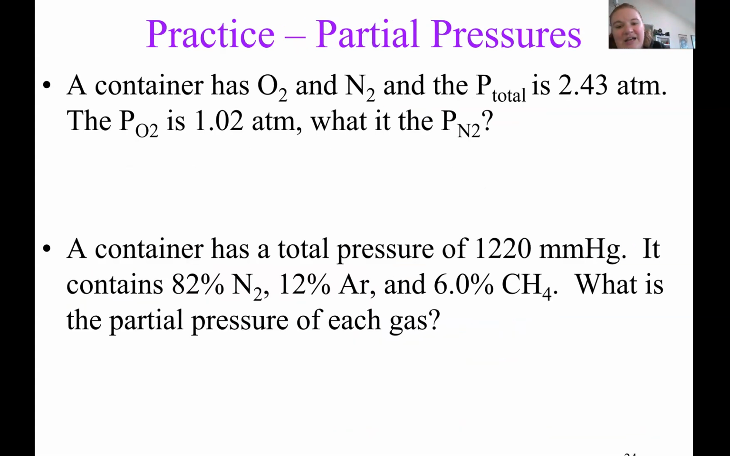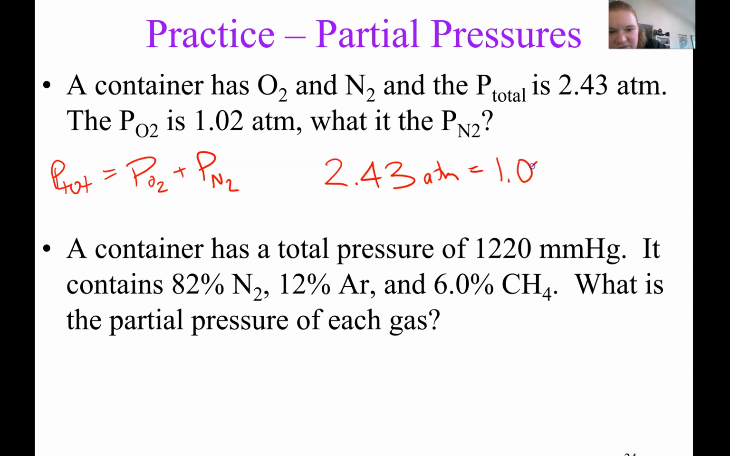So a container has oxygen and nitrogen, and the total pressure is 2.43 atmospheres. The pressure of oxygen is 1.02 atmospheres. What is the pressure of nitrogen? So you might see this in your head already. It is a fairly easy equation. The total pressure is equal to the pressure of oxygen plus the pressure of nitrogen. So we know the total pressure. We know the pressure of the oxygen, so we're just solving for the pressure of nitrogen. It really is just a simple subtraction here.